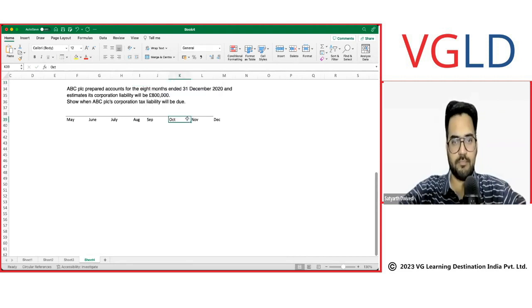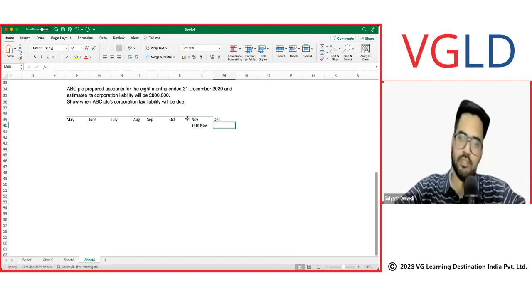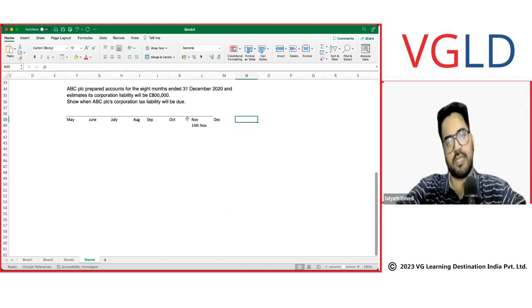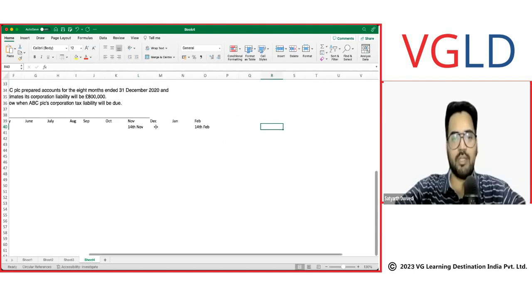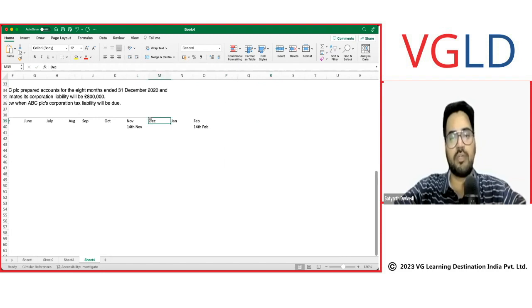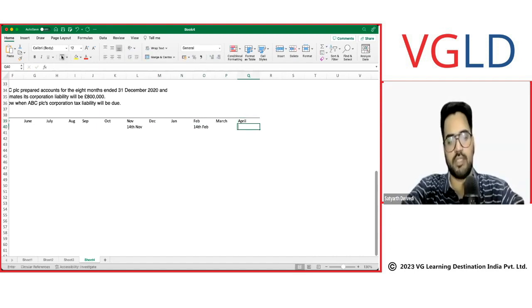November and December. So your first installment will be due on 14 November, right? Second will be due on 14th, then December, January, February. The 14th of February, second, and then your last installment will be due four months after this. So January to April, March, and then April. So the last installment will be due on 14th of April.